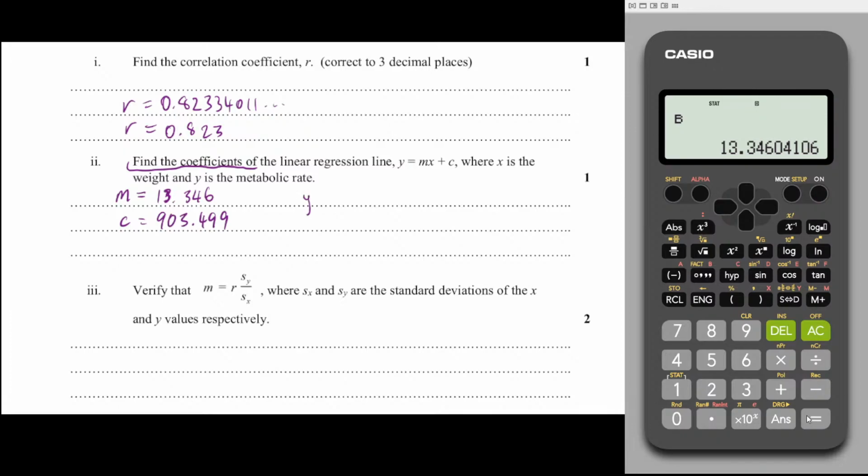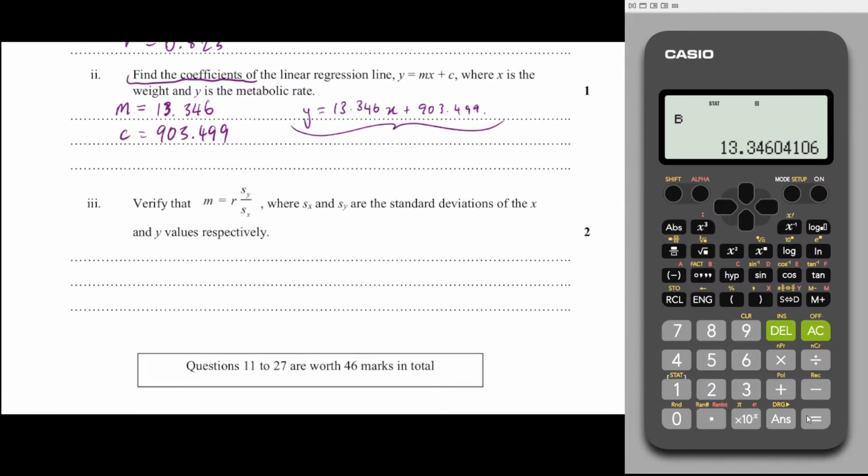If we were to create the equation, it would be y is equal to 13.346x plus 903.499. And what this means is that you could use this equation to get an estimation about whether or not your data point would match the data set, or whereabouts it would fit if it was related, I guess you'd say.